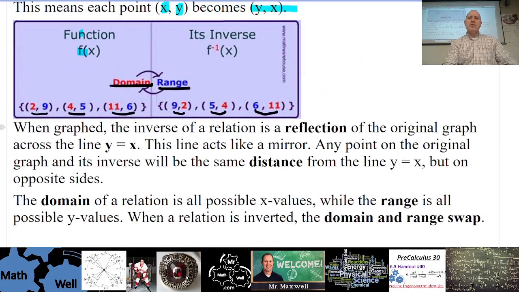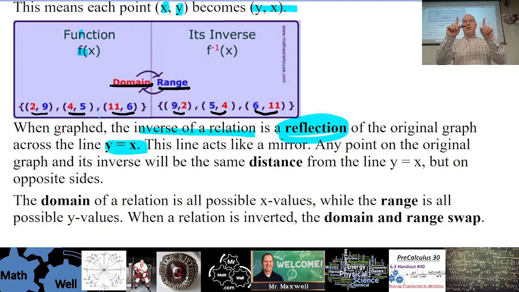So when graphed, the inverse of a relation is a reflection of the original graph across the line y equals x. So this line kind of acts like a mirror. Remember, on that line, the x and the y are equal to each other. And so if you were to flip the points on that line, like (4, 4), if you were to reverse those, it still is (4, 4). So that's the line that doesn't change.